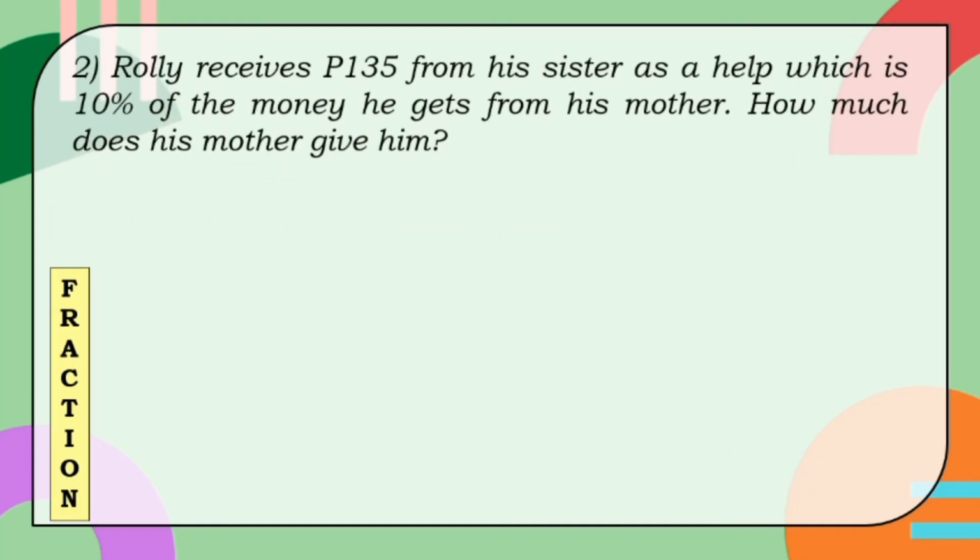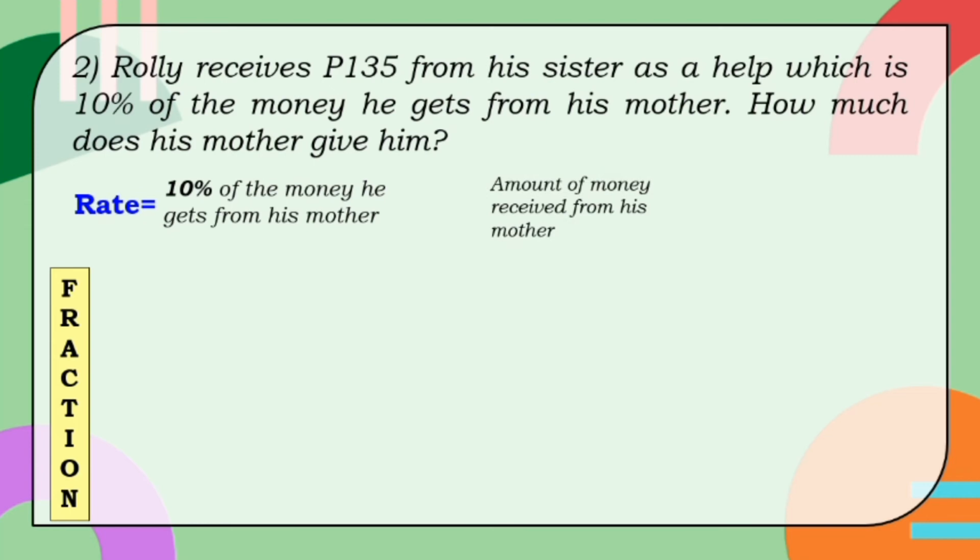Number 2, problem solving using fraction. Rolly receives 135 pesos from his sister as a help, which is 10% of the money he gets from his mother. How much does his mother give him? 10% of the money he gets from his mother. Rate. Amount of money received from his mother. Base.